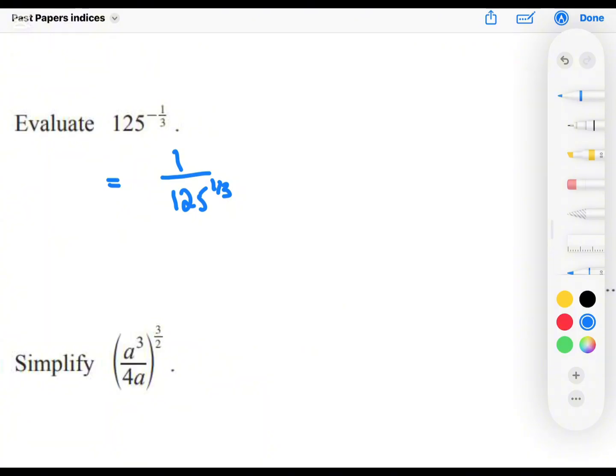So now you can see in denominator I have 1 upon 125 power 1 upon 3. So now I have to simplify this. So 5 cube is 125, so I will write 5 cube 1 upon 3. 3 will be cancelled out, so the final answer is 1 upon 5.